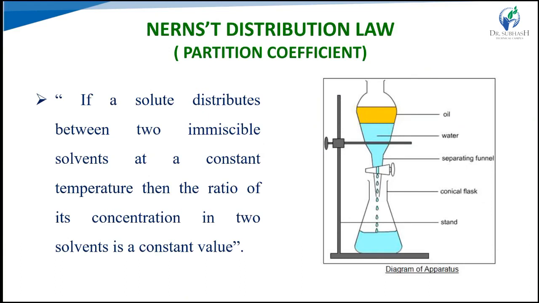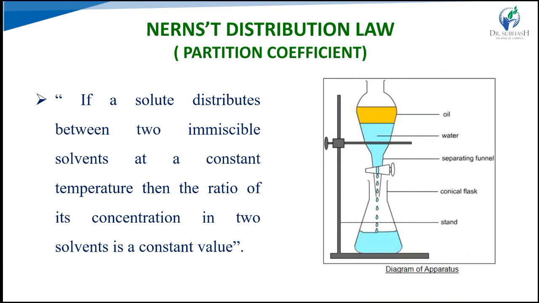The next one, the Nernst distribution law, or distribution law, or partition coefficient. Here, if a solute distributes between two immiscible solvents, like an organic phase and an aqueous phase, two separate layers, at constant temperature, then the ratio of its concentration in the two solvents is a constant value. That is the statement of the Nernst distribution law.